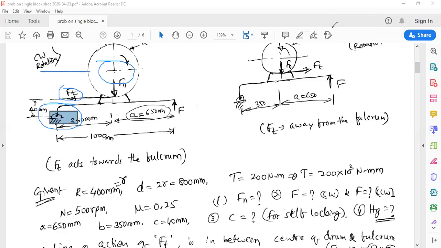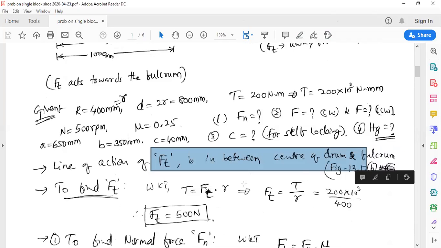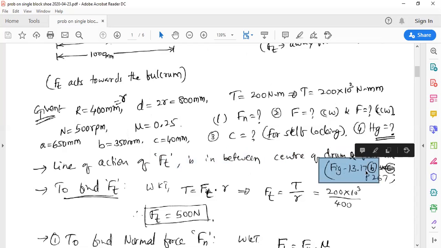So with respect to that, figure B that we have to refer to says the line of action of Ft, that is the tangential force, lies in between the center of drum and fulcrum point. So this is valid, and we can refer to the sketch related to this kind of arrangement or situation, that is figure B of the data handbook, and equations 13.17b and 13.17c that we have to refer to here.